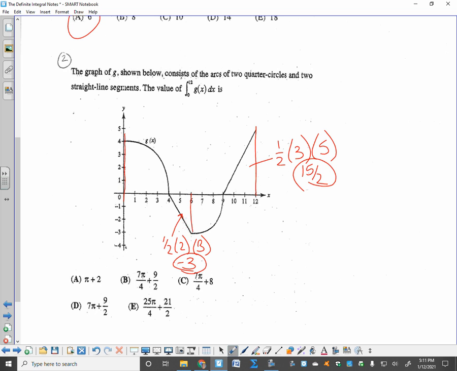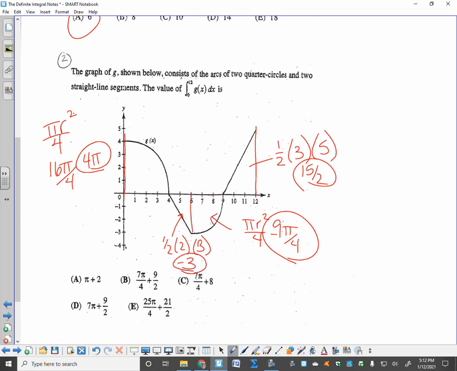All right, quarter circle. Area of a circle is pi r squared, so a quarter circle would be that over 4. Radius here is a 4, so that would be 16 pi over 4, so 4 pi. And then this one, pi r squared over 4, 1, 2, 3. Radius is 3, so 9 pi over 4, negative.